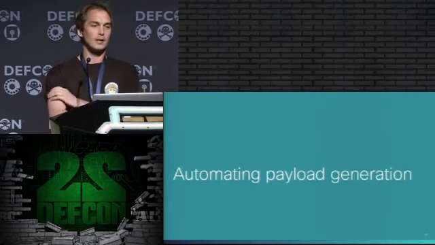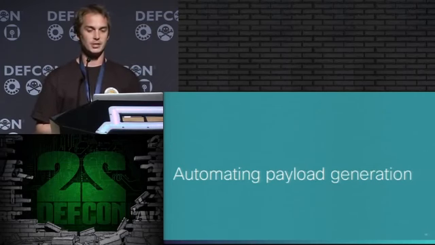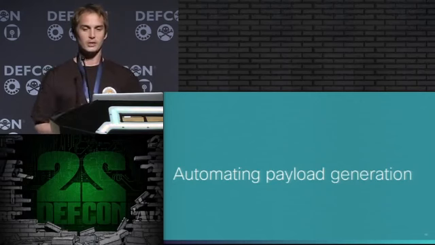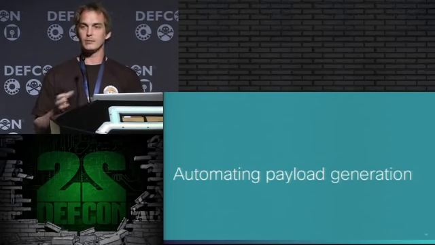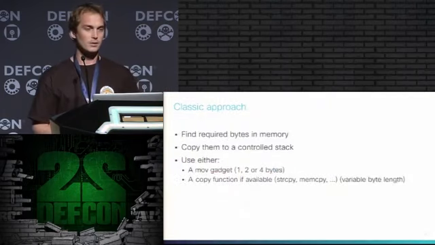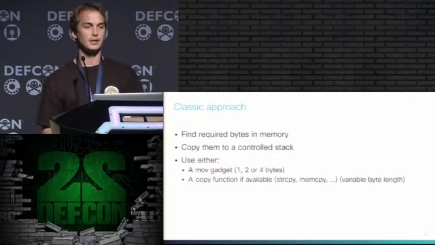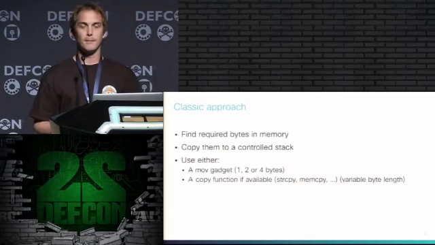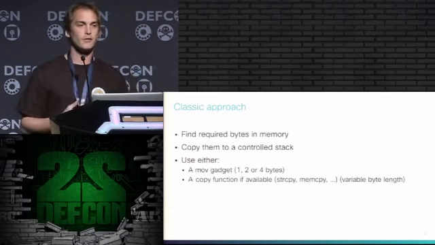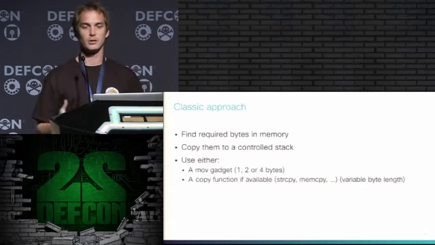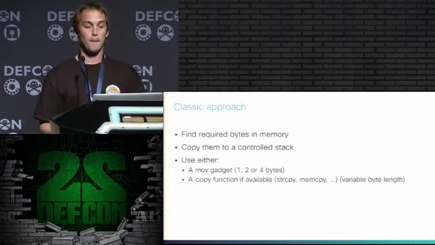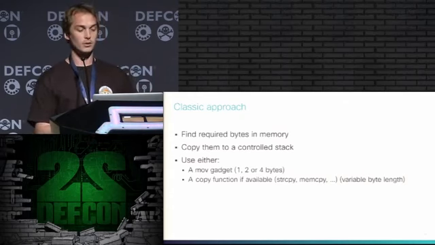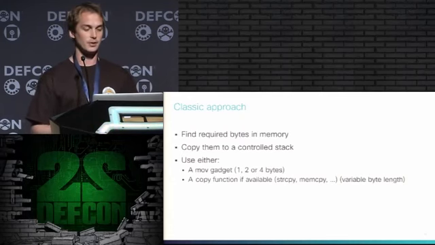Okay, so I'm going to talk about automating the payload generation, which is basically how, from a program, I can take bits of memory and create that fake stack, which I will later execute. So this is the classical approach: you find a bunch of bytes in memory. The bytes you're looking for are obviously your shellcode bytes, right? So you've got a shellcode you're going to start from, or something you want to achieve, a bunch of function calls you want to call, and you're going to look for those bytes in memory and copy them over to a stack you control. Once you've done that, you get execution on that stack.